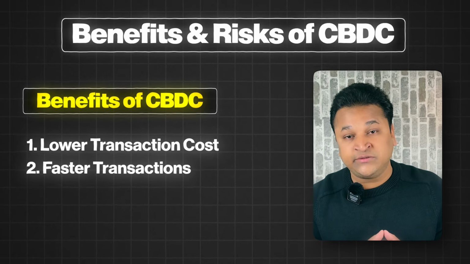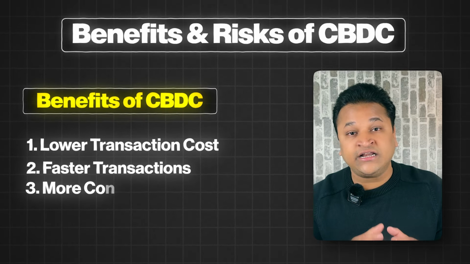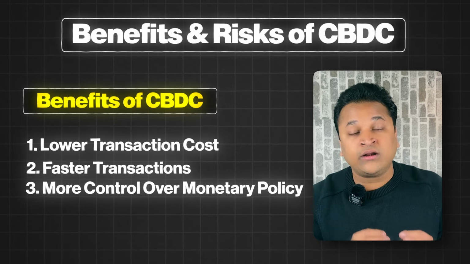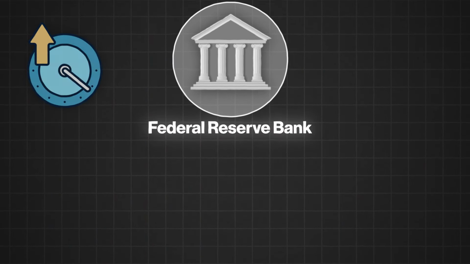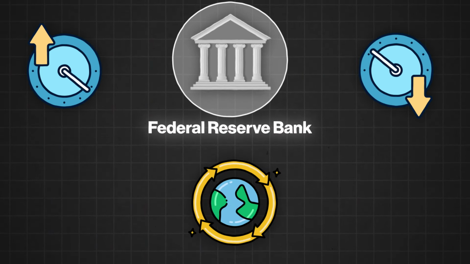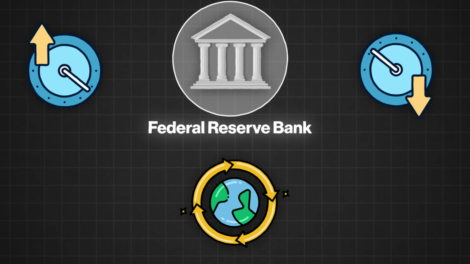Third big benefit of CBDCs for the central bank is that it gives them more control over monetary policy. This benefit is up for debate, and the results are not very clear. But basically, it means the central bank can choose to speed up or slow down the economy by changing the interest it pays on CBDCs.